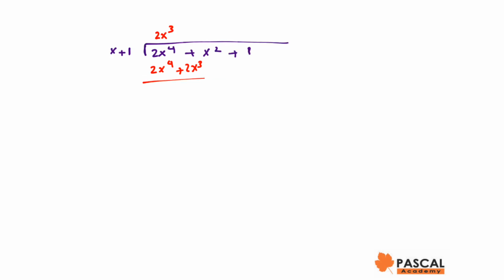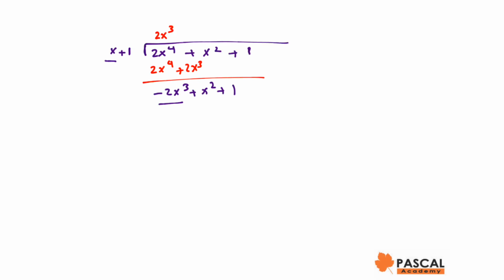In this tutorial, we are going to review what we've done in lessons 1 to 9. We started with dividing a polynomial by another polynomial. We started with an example to show the method. 2x^4 divided by x is 2x^3. 2x^3 times (x plus 1) is 2x^4 plus 2x^3. We subtract these two expressions. We have minus 2x^3 plus x^2 plus 1.